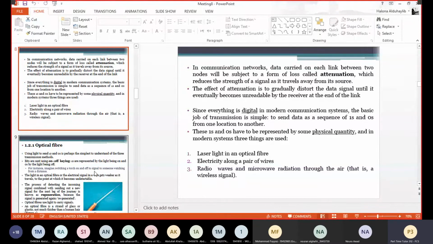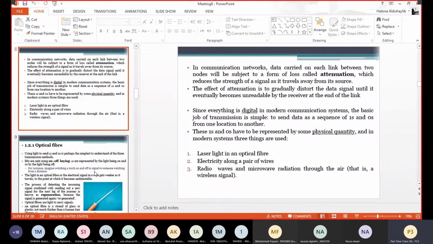Since everything is digital in modern communication systems, the basic job of transmission is simple: to send data as a sequence of ones and zeros from one location to another. So we need to make sure that we generate the signal again as 1 and 0 as it was sent. When it gets weaker, we need to regenerate the data again until it arrives at its destination. This 1 and 0, how can we measure whether it is getting weakened or not?